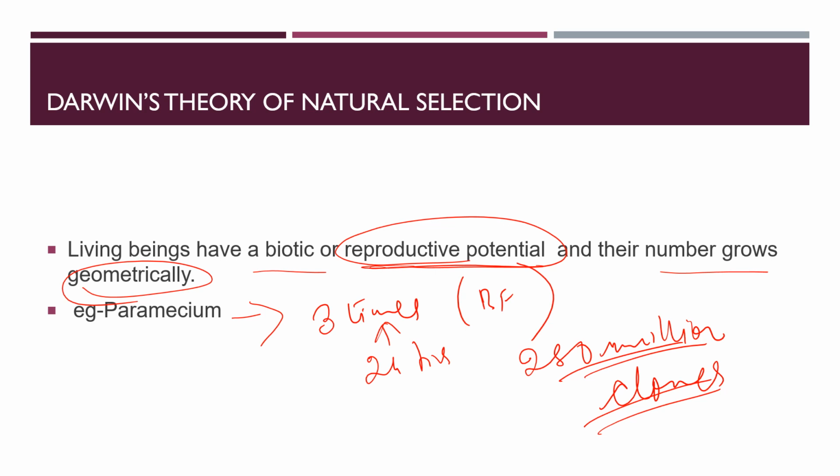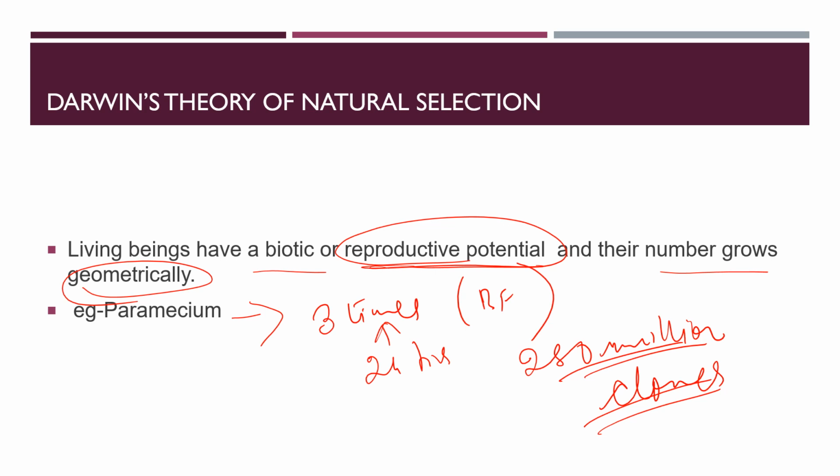So despite having enormous potential and large progenies, the population size of any of these organisms remains within a limit. How? The question is, after producing so many individuals, they still have a balance and stay within a limit. How? Because the population size is maintained by the struggle between the members of a species.